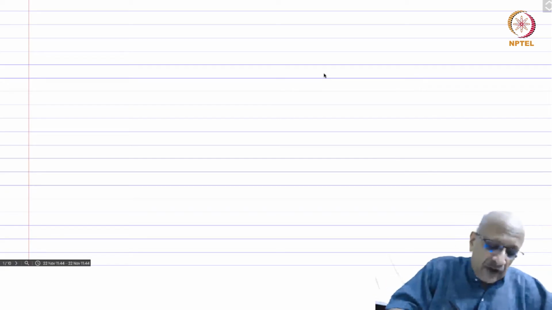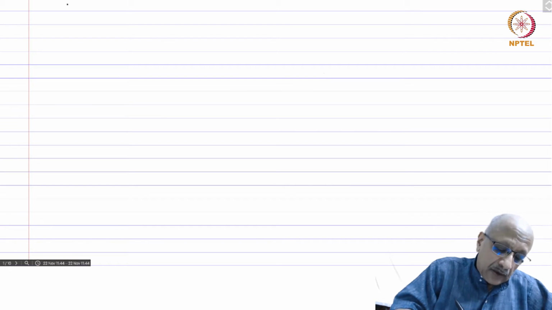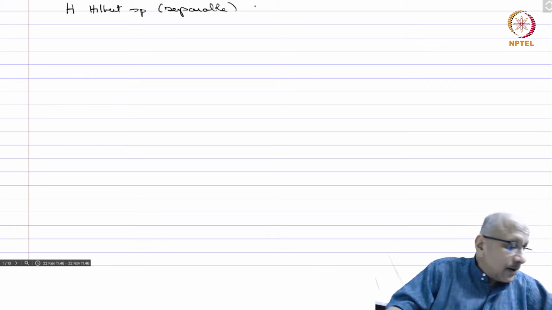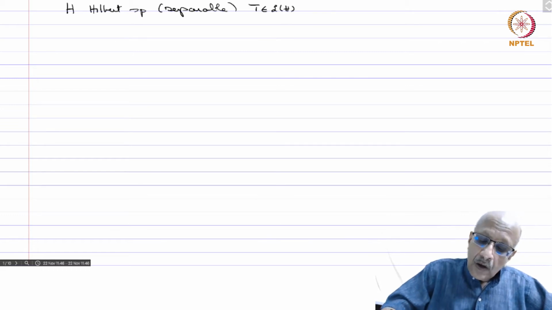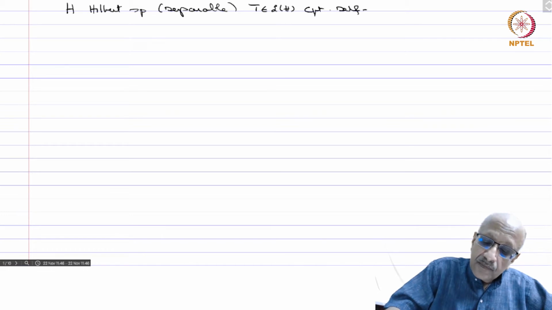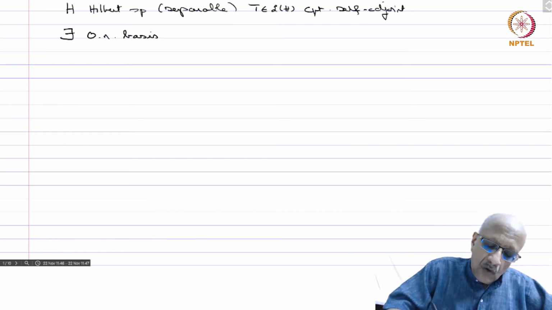So we will now give a variational characterization of the eigenvalues and eigenvectors for a compact self-adjoint operator. Let H be a Hilbert space, which is separable, and T in L(H) compact and self-adjoint. So you have an orthonormal basis of eigenvectors.